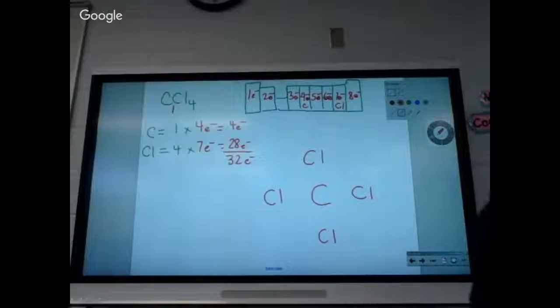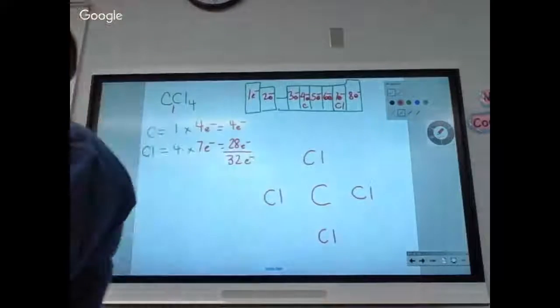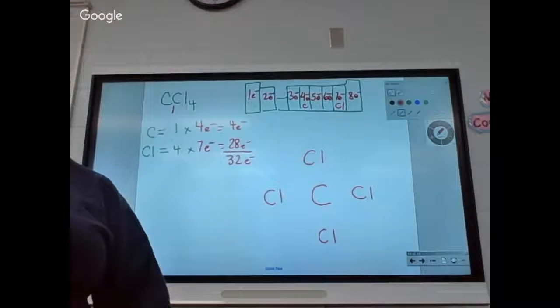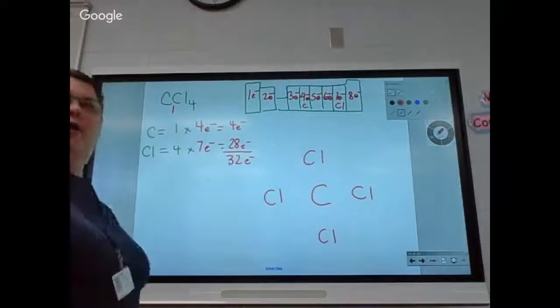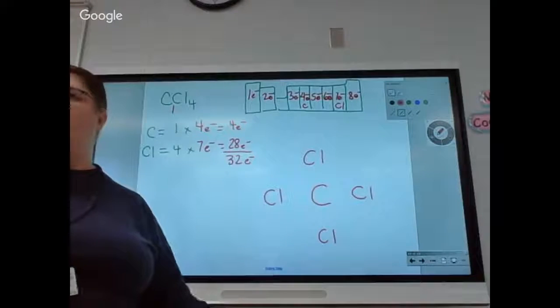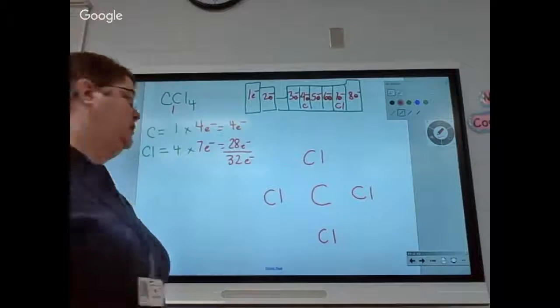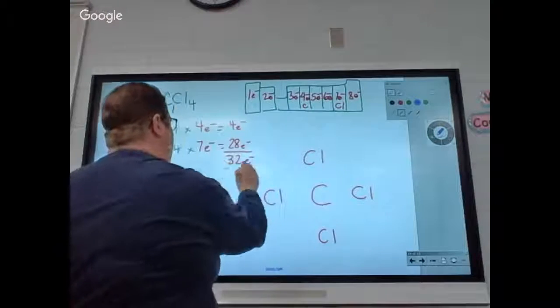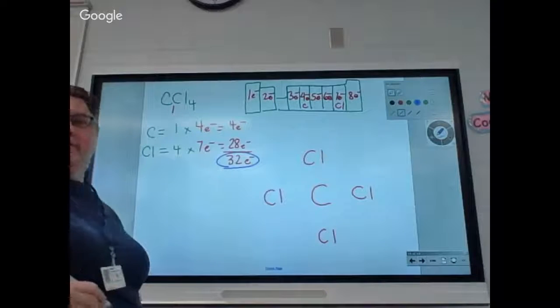Now, here's the hard part. It's not hard with a single bond. But when we get to the double and triple bonds, this is where it gets hard. So not hard yet. Don't draw right now. Just watch. Put your pencils down. If you're writing with ink, stop for a minute. Now, we have to draw in 32 electrons, okay?